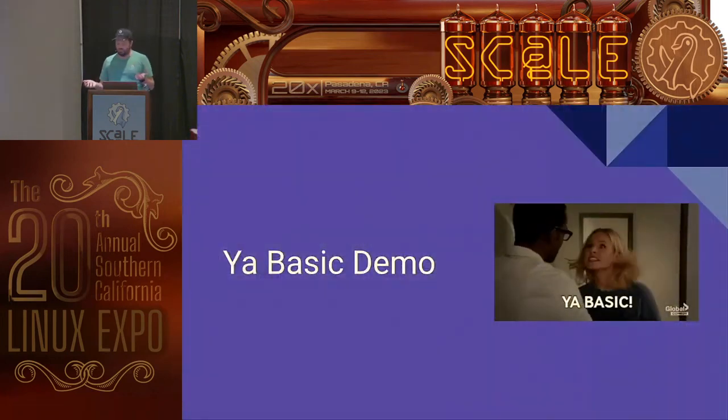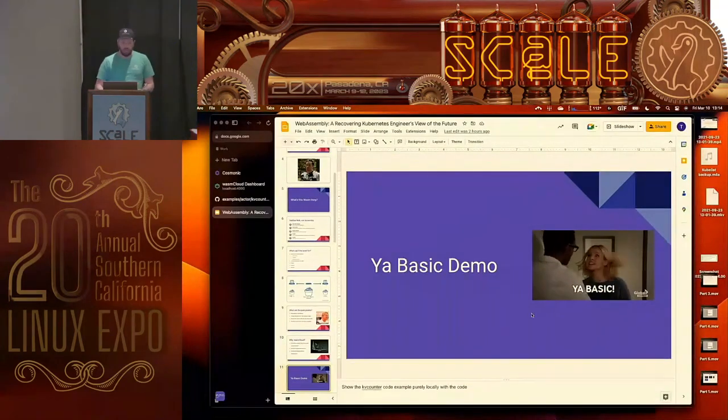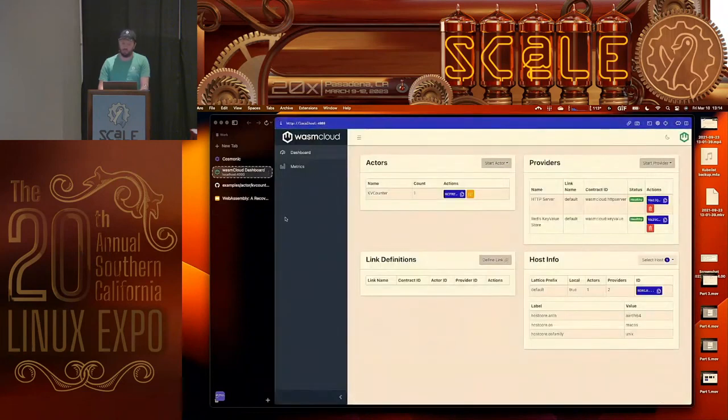So to explain what that actually looks like, we're going to start with a basic demo right here. I'll just go ahead and show this. I've already spun up what we call the washboard. It's the Wasm Cloud dashboard. And this is just showing a simple demo application. This demo application is going to be at the heart of every other demo I'm doing today, but I want to show you how it works first.